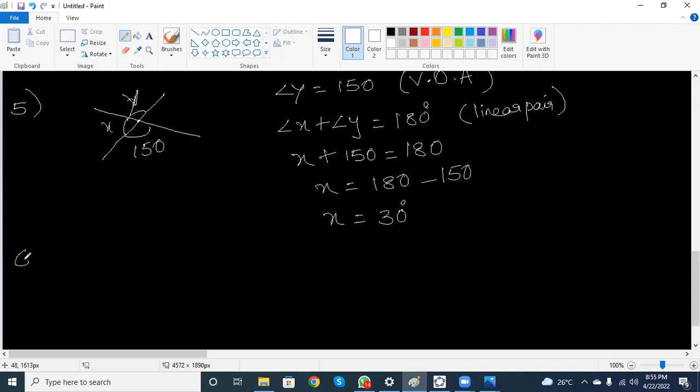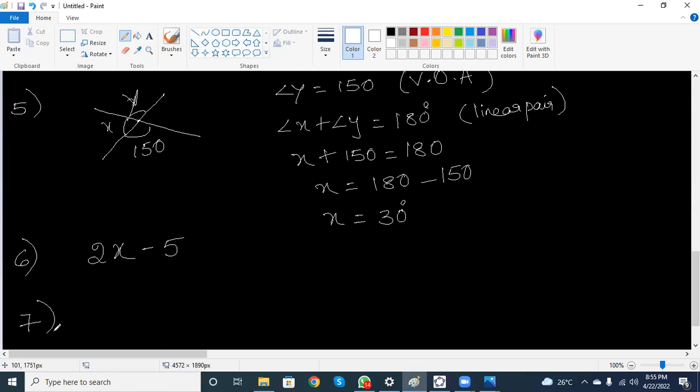Next, sixth question. Write an algebraic form. 5 is subtracted from 2 times of x. So 5 is subtracted from which number? 2 times of x. 2 times of x means 2 into x. 5 is subtracted. So the subtraction symbol is minus 5. So this carries 2 marks simply.